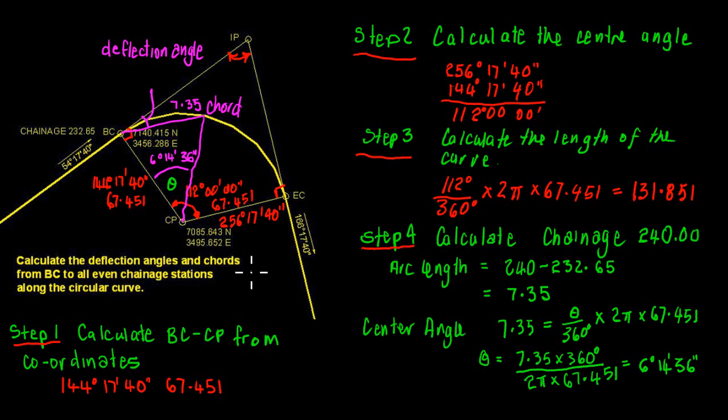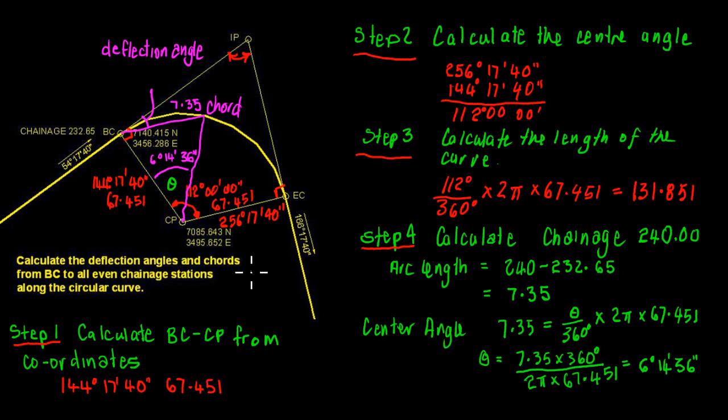Want to calculate the arc length. So as we know, full circle is 2 pi r. We only want 112 out of the 360 degrees on our arc, so 112 over 360 times 2 pi times 67.451, which is the radius, which we calculated from our coordinates there, gives us 131.851. So next step is calculate chainage 240.